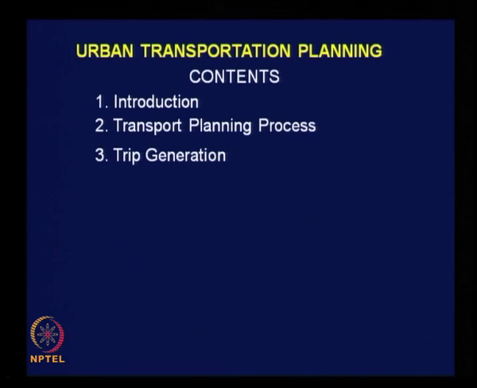And trip attraction could be by various activity centers like major institutions, workplaces, educational institutions, shopping centers, recreational centers and so on. The characteristics of these activity centers will be the causal factors for trip attraction. So we will formulate variables involving the characteristics of trip attraction centers to develop an equation or model to understand trip attraction process. So we will discuss trip generation under two topics, namely trip production and trip attraction.